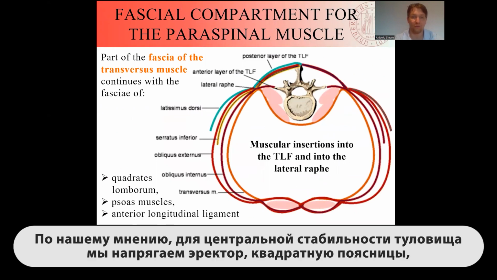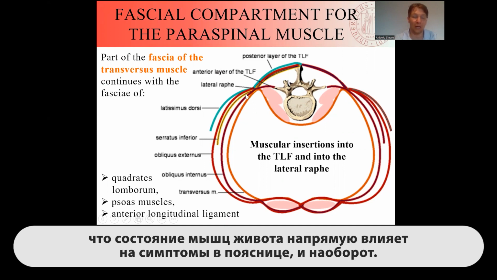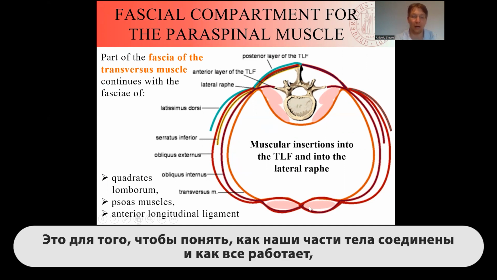So, in our opinion, in order to give core stability to the vertebra, of course, we have to activate the erector spinae, but don't get too much rigid iliopsoas or quadratus lumborum, because these still have a leverage to go against the other one. But this fascia anatomy will help us to understand that even the tension of the abdominis muscle can affect the lower back pain a lot, and vice versa. So this is just to explain how the body is connected and how it works with a logic.